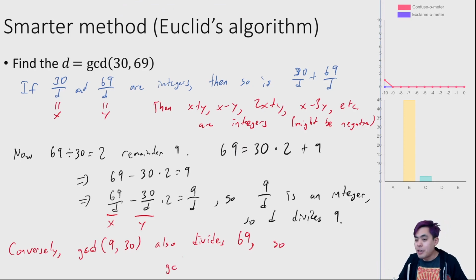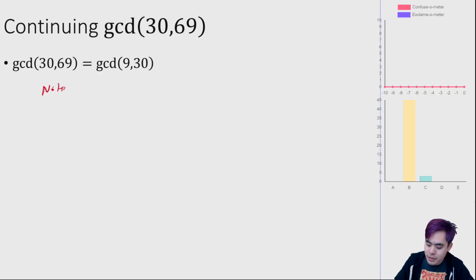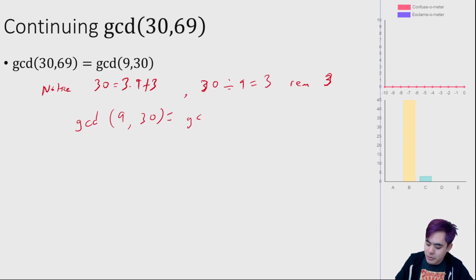But now this has made it simpler, right? Because now all of a sudden we're taking the greatest common divisor of two smaller numbers. So we can continue on. Now notice that 30 is equal to 3 times 9 plus 3. And 30 divided by 9 is equal to 3 remainder 3. So the greatest common divisor of 9 and 30 is equal to the greatest common divisor of 3 and 9, which is equal to 3, which implies that the greatest common divisor of 30 and 69 was equal to 3.